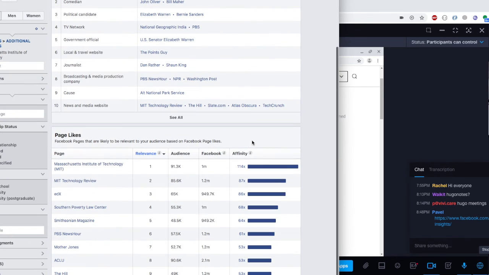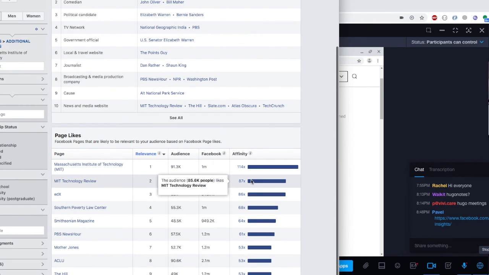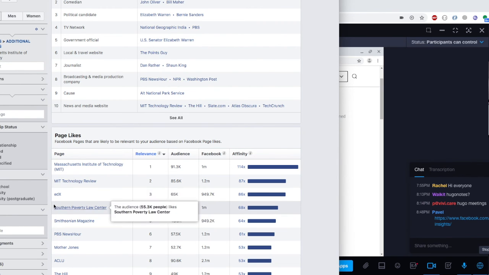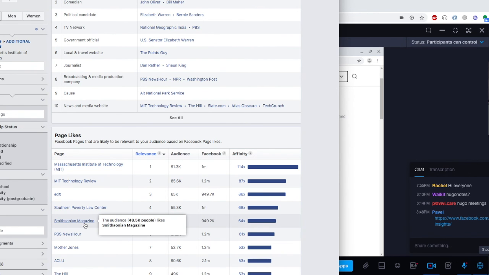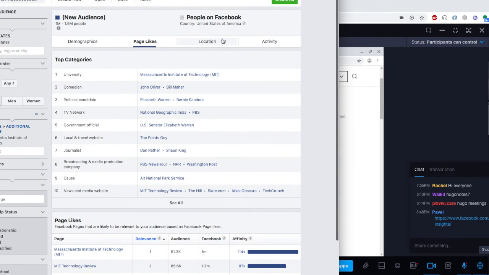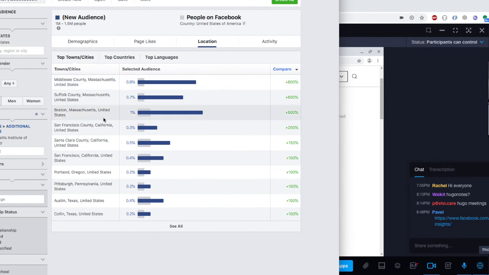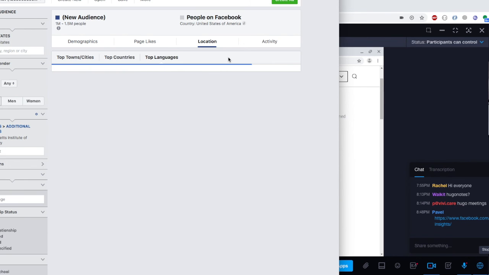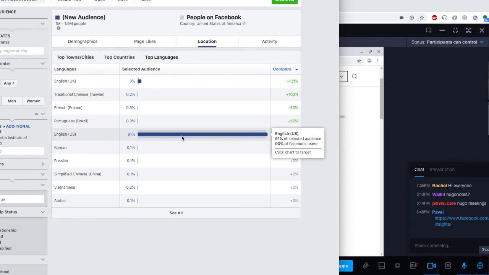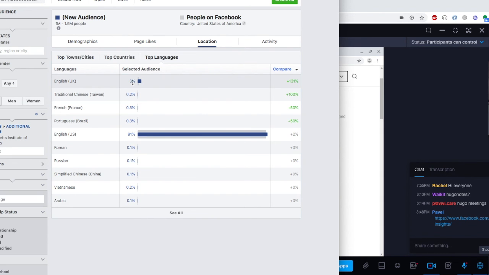And you also know that they overlap hugely with people interested in MIT Technology Review and also edX. And Smithsonian Magazine, for example, that's something maybe less obvious. And you could tell where they're based. I mean, we know it's going to be Massachusetts mostly, but again, it's very precise. You can also find what languages people speak apart from English. So they speak UK English, for example, 3%.